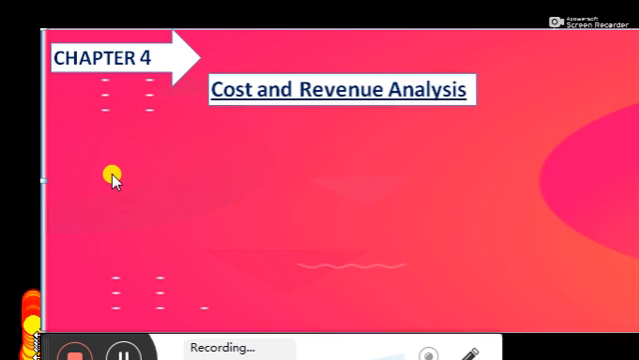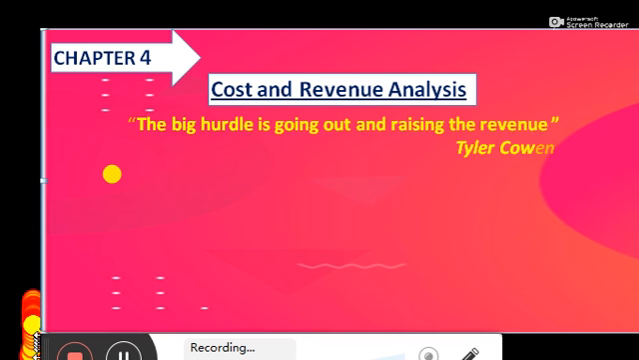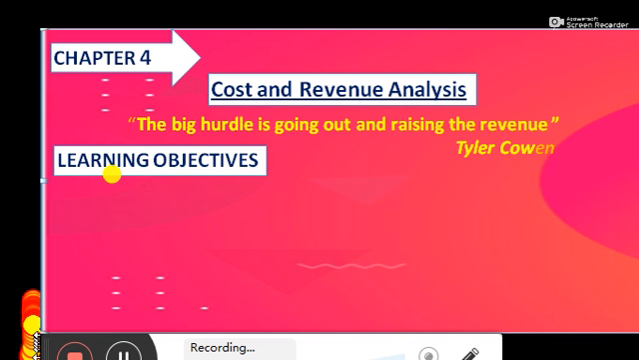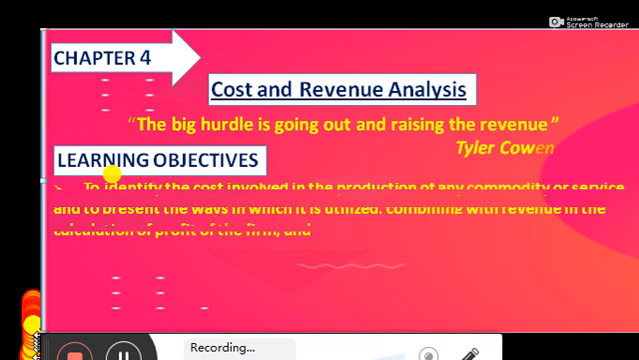Chapter 4, Cost and Revenue Analysis. The name of the chapter is Cost and Revenue Analysis. Before entering into the lesson, the words given by Taylor: the big hurdle is going out and raising the revenue. A wonderful quote given by Taylor, and there are learning objectives of this lesson.